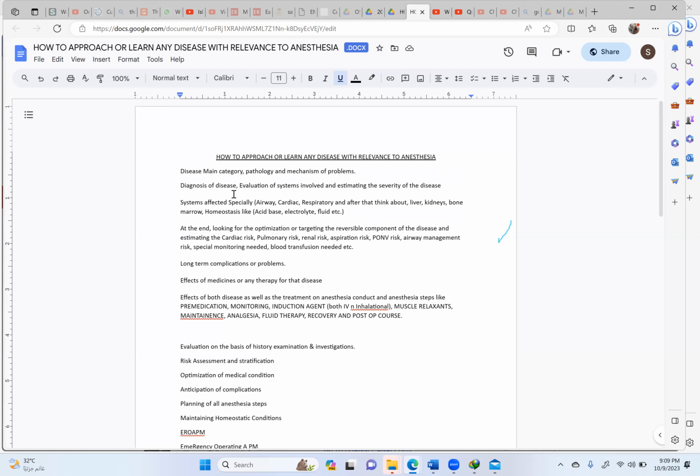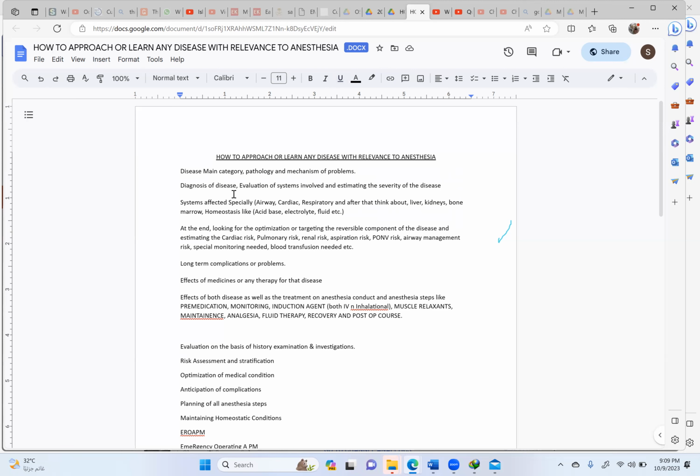Okay, so this is how you can tune your brain: practice, and rather than cramming the books at the moment, just try to find these answers. As mentioned here, at the end I have mentioned looking at the optimization or targeting of the reversible component of the disease, and estimating the cardiac risk, pulmonary risk, renal risk, aspiration risk, PONV risk, airway management.